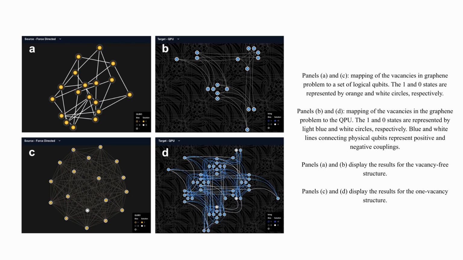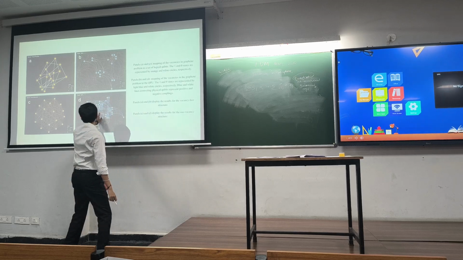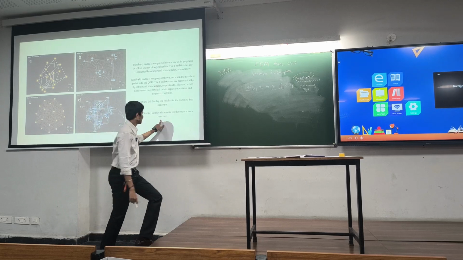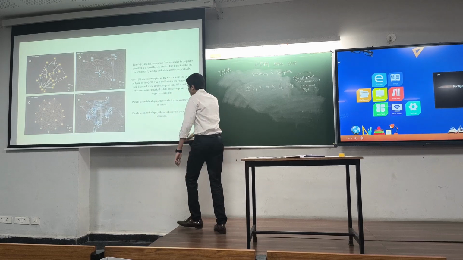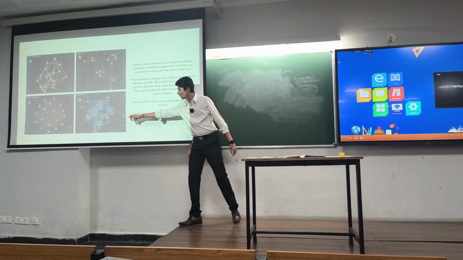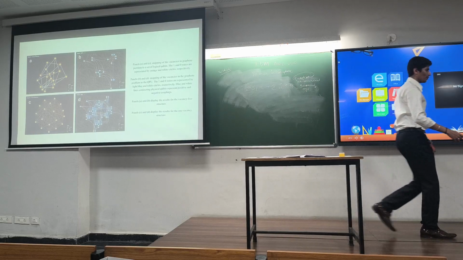These are for one, as you can see here. The mapping of vacancies was done for a lot of problems. The vacancy free structure, and C and D represent the one vacancy structure. So you have to use this many physical qubits to simulate this kind of problem.